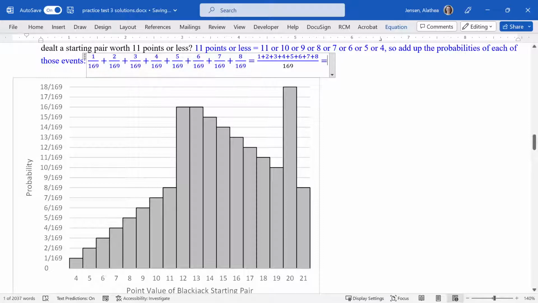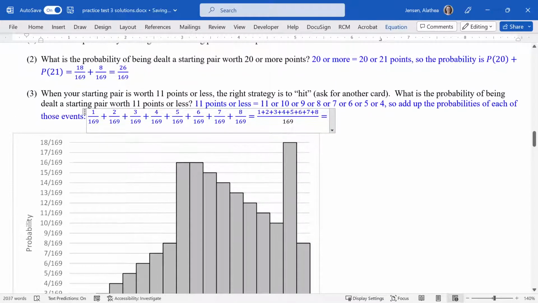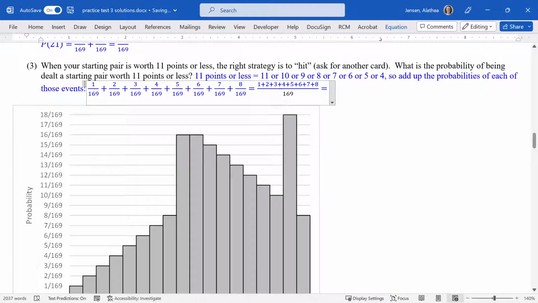But if you do want to figure out the final answer here, then get a calculator and you end up with 36 out of 169. And I never said what format to put the probability in, so you can just leave it in whatever format you like: fraction, decimal, percentage, whatever.